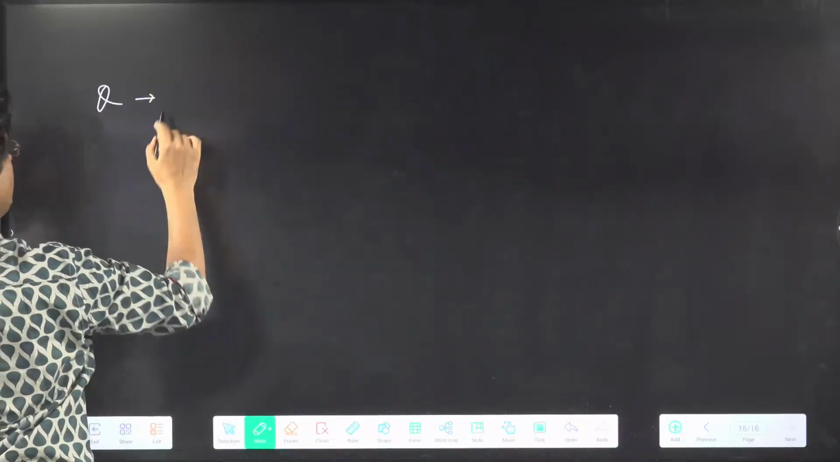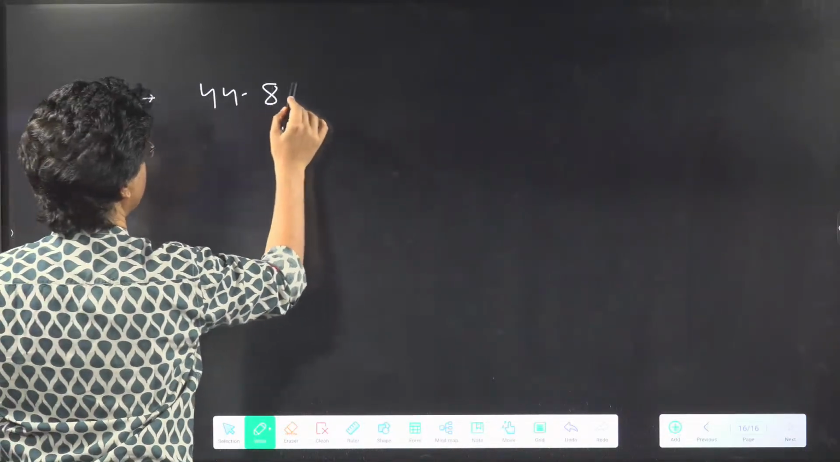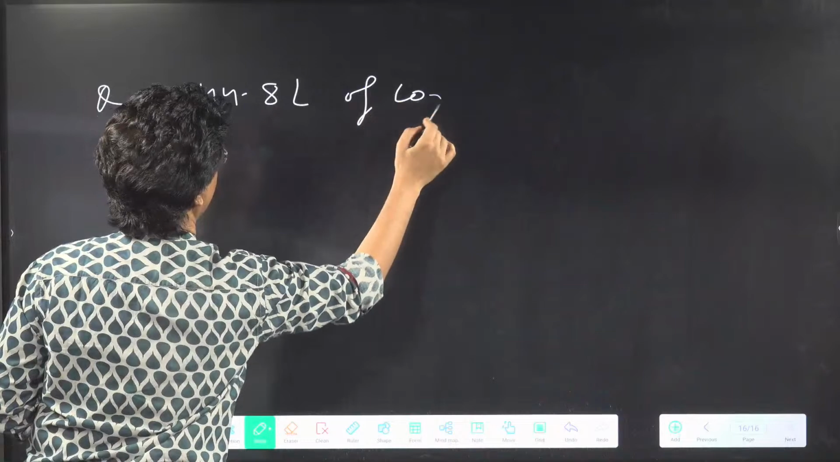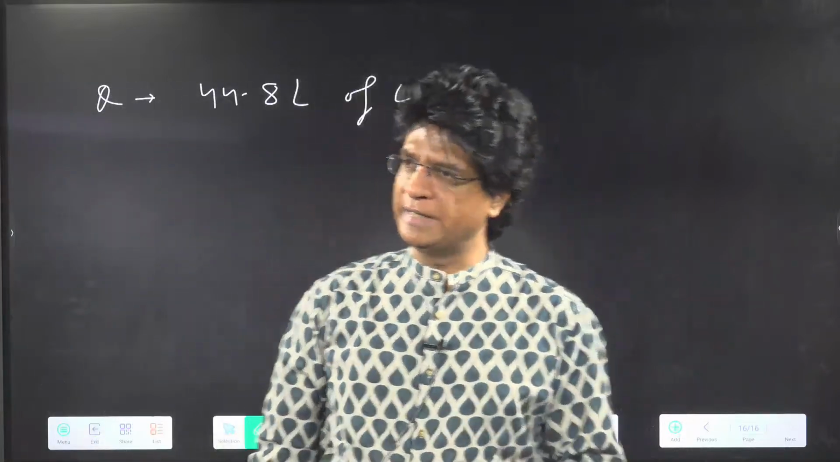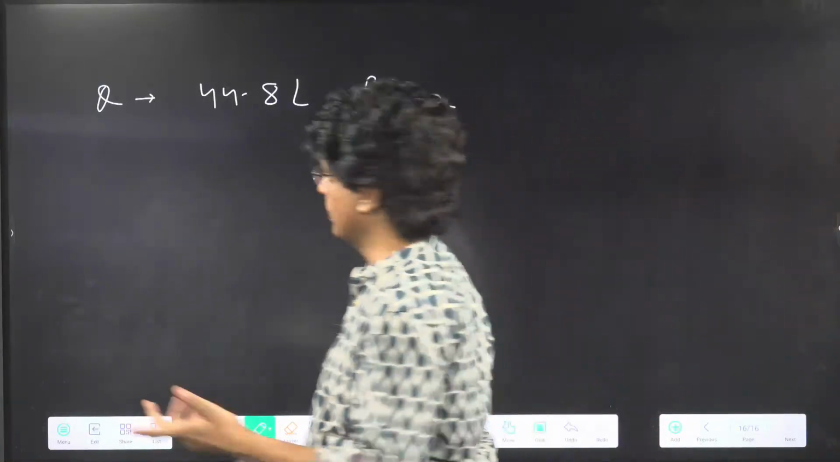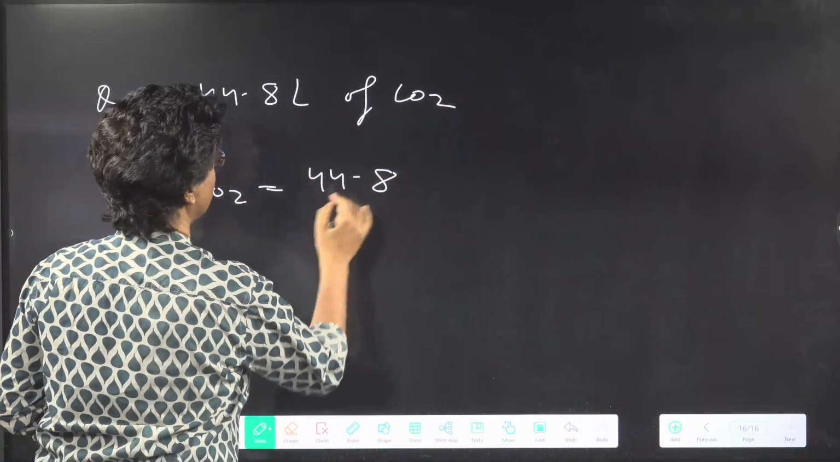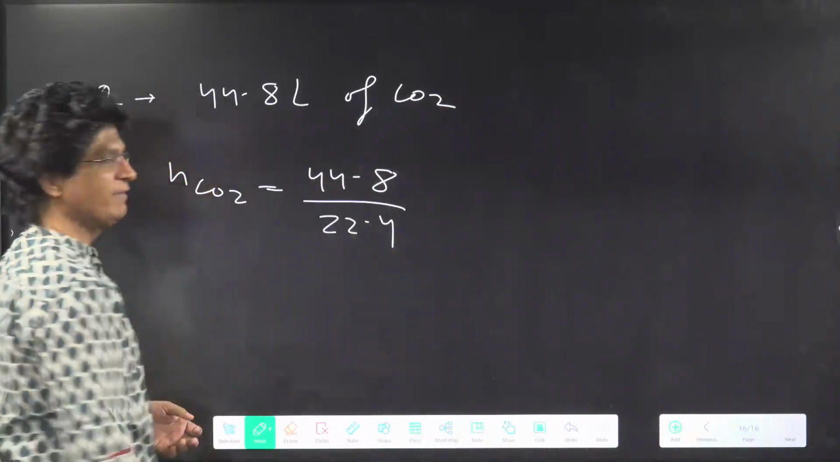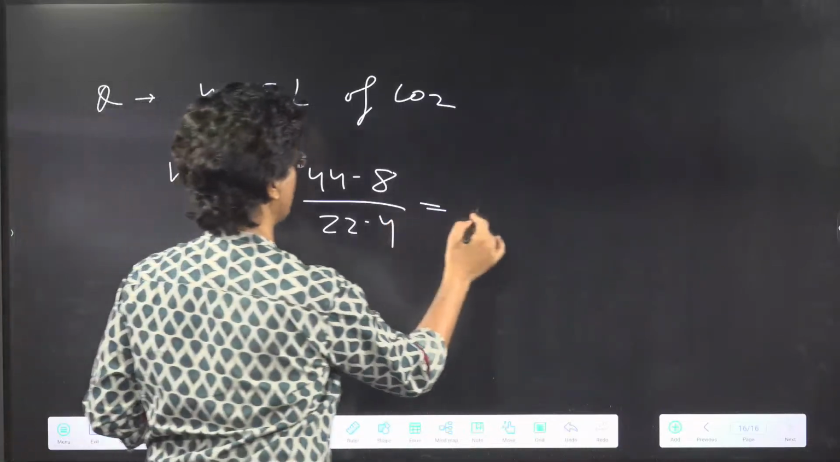Let's say we are having 44.8 liters of CO2 at STP. At STP it will remain the same. Find the number of moles of CO2. As simple as that. The number of moles of CO2 will be 44.8 divided by 22.4, given volume divided by 22.4 liters. This will be 2 now.